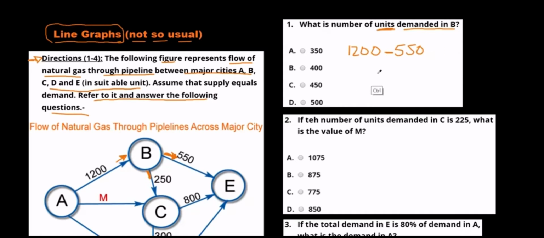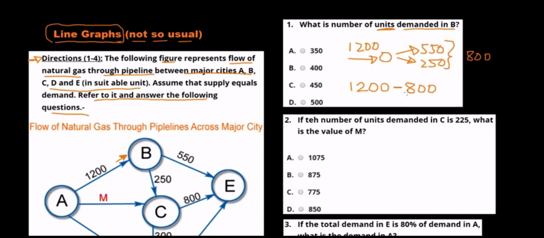Let me rewrite it like this. There's one amount coming in, 1,200, and what's going out is 550 and 250. So how much is going out altogether? You can add them up. So 800 is going out, 1,200 is coming in, which means when 1,200 came into city B, it used up what it needed and gave out the rest. Out of the 1,200, 800 was not needed, so it was given out, which means 400 was used, right? 1,200 take away 800 leaves us with 400, which was used in city B. So the number of units demanded in city B were 400, option B.